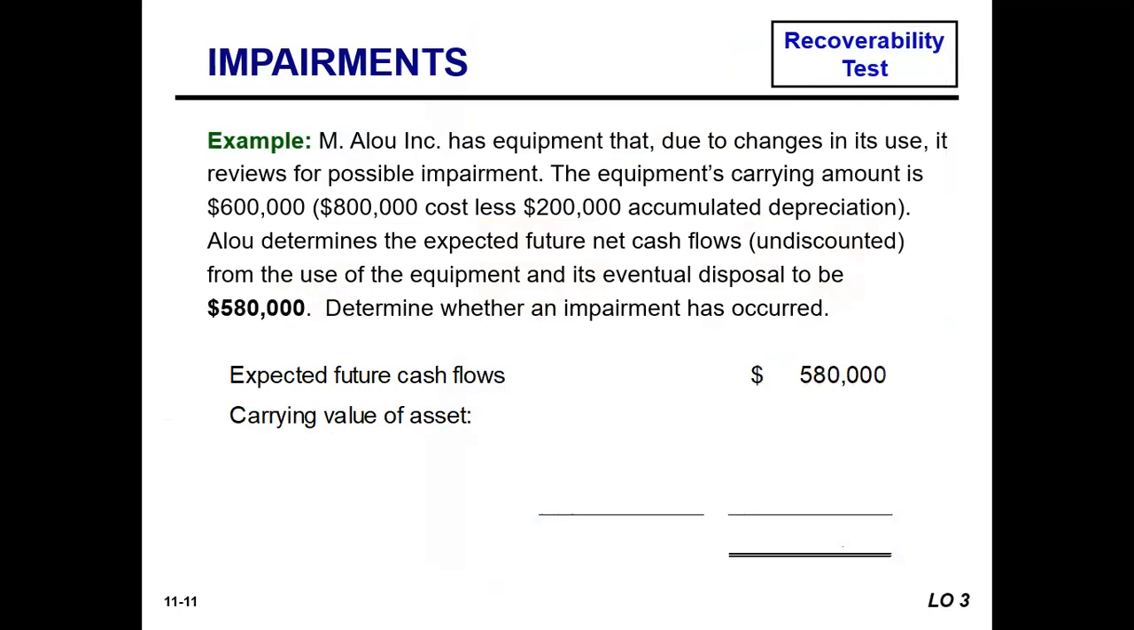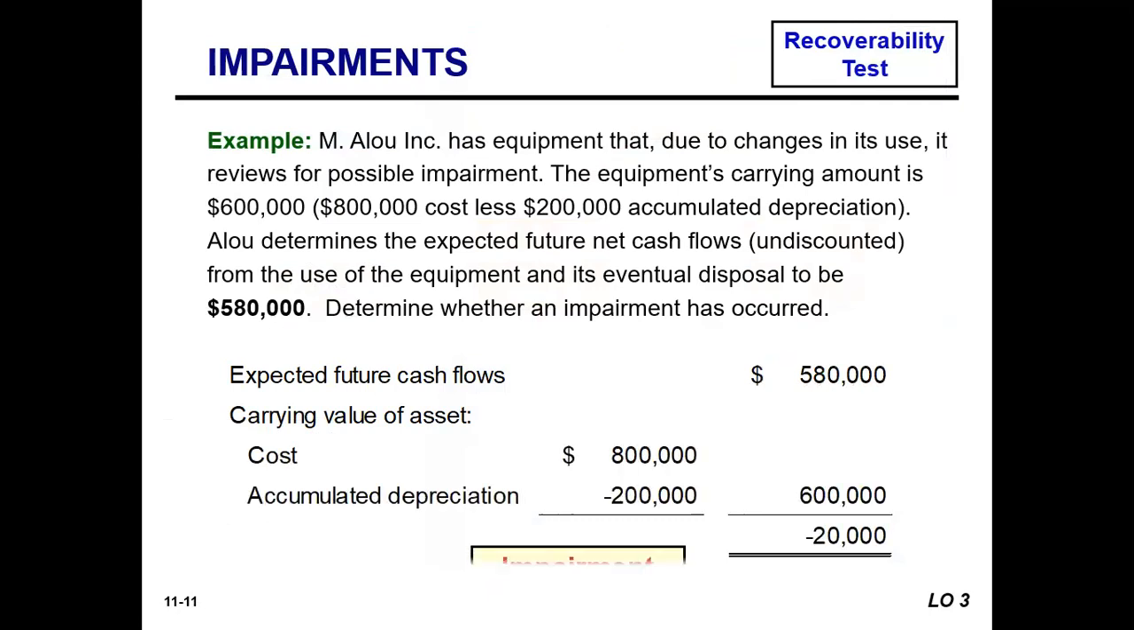All right, so here's an example of that. Okay, so it says Alu Inc. has equipment that, due to changes in its use, it reviews for possible impairment. The equipment's carrying amount is 600,000. That's the 800,000 original cost less 200,000 accumulated depreciation. Alu determines the expected future net cash flows, undiscounted, from the use of the equipment and its eventual disposal to be 580,000. Determine whether an impairment has occurred.